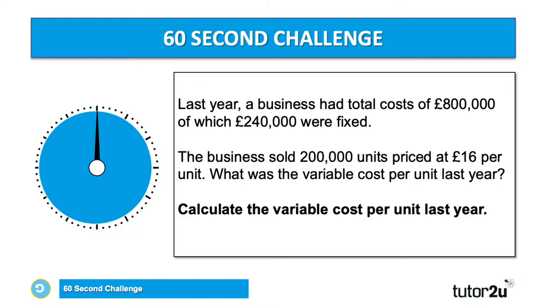So last year, a business had total costs of £800,000, of which £240,000 were fixed. The business sold 200,000 units, priced at £16 per unit. What was the variable cost per unit last year? If we can start the clock, please, Jim.